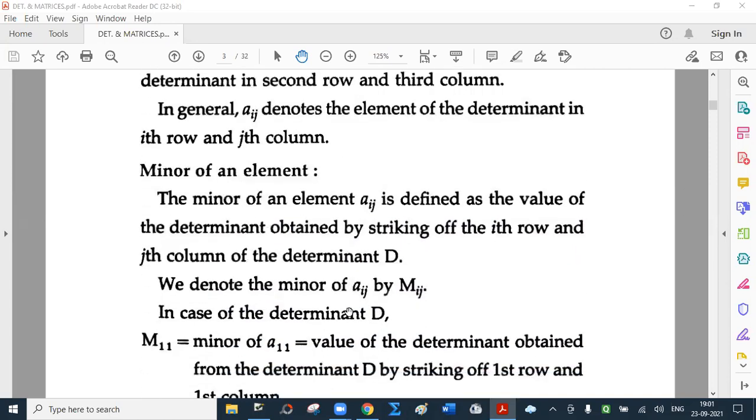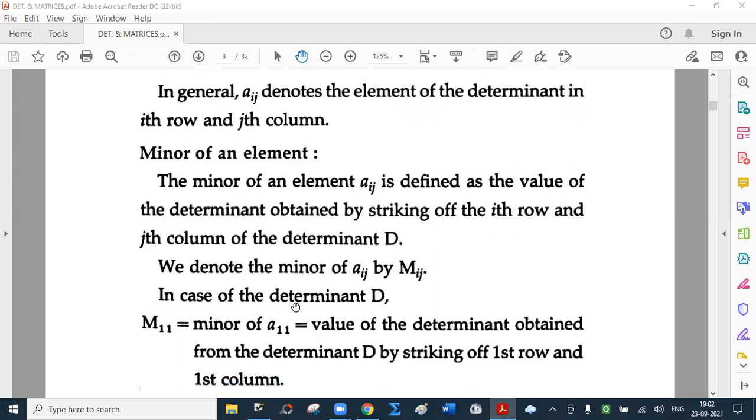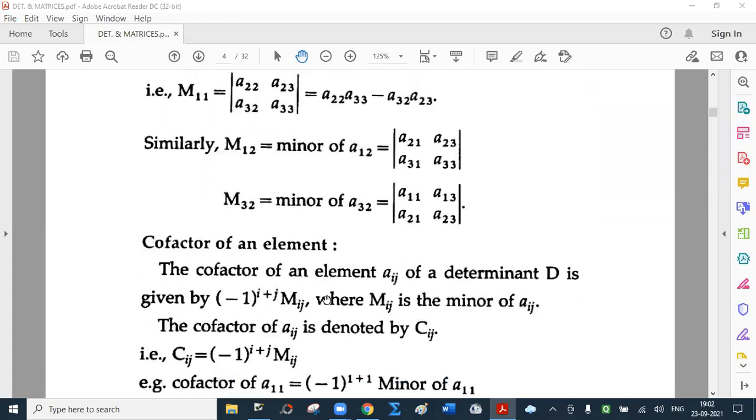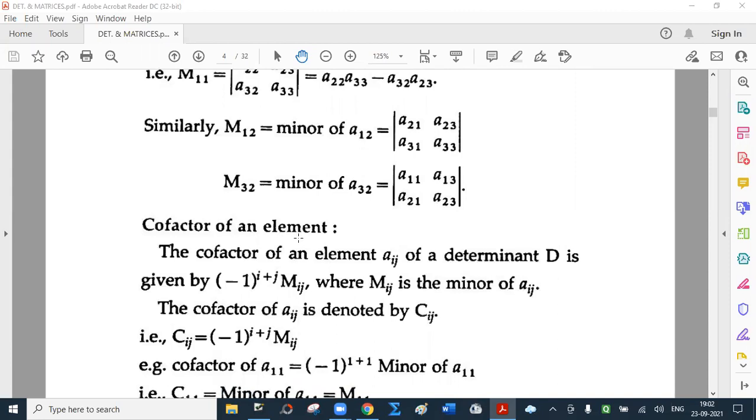Now, how minor of an element is defined? The minor of an element Aij is defined as the value of the determinant obtained by omitting the row and column in which it occurs, that is by striking off ith row and jth column. We denote minor of Aij by Mij. So this is how you can find minors. Now next definition is of cofactor. This is again simple one. Minor attached with proper sign, either plus or minus, is nothing but cofactor. But how to decide whether we have to multiply by plus 1 or minus 1?